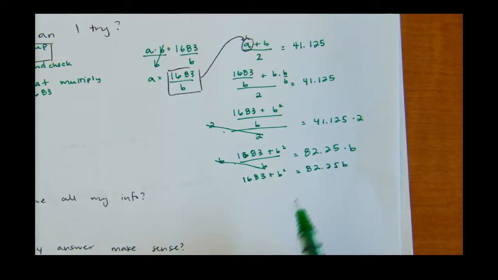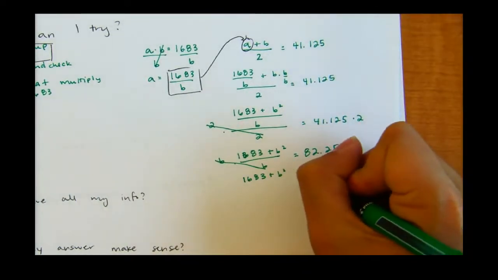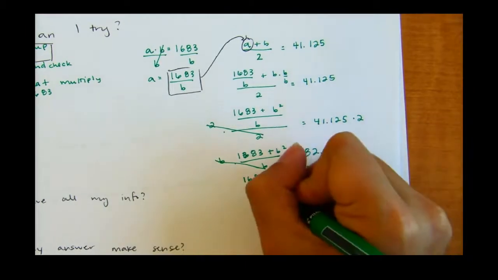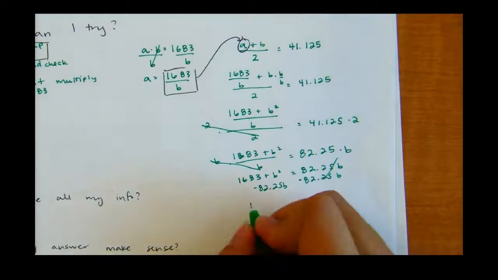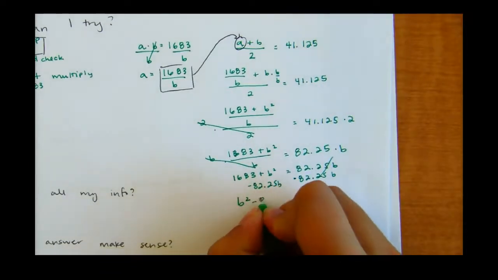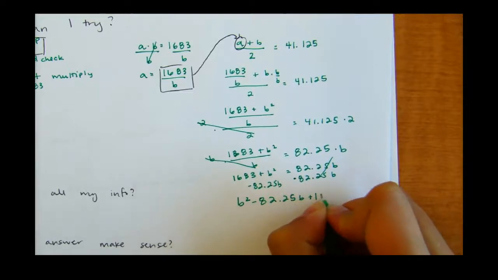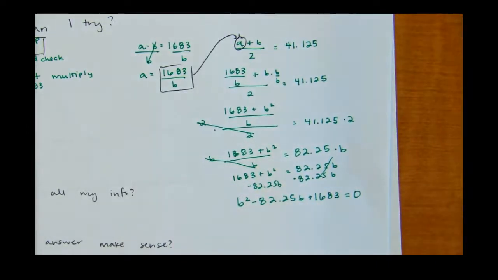Now I'm starting to look like I've got a quadratic. So if I get everything on one side and set the equation equal to 0, minus 82.25B on both sides, I've got this nice quadratic equation of B squared minus 82.25B plus 1,683 equals 0.